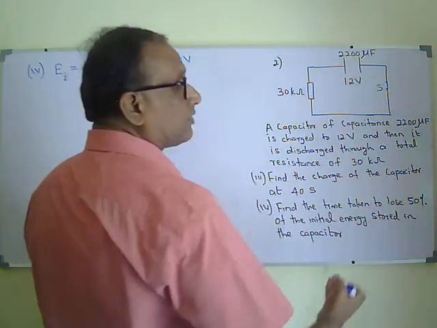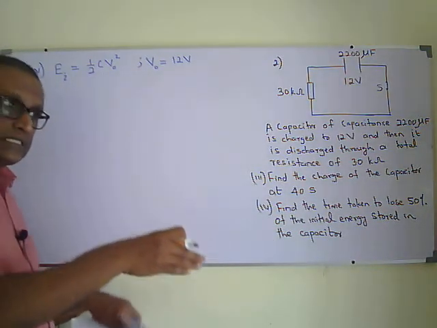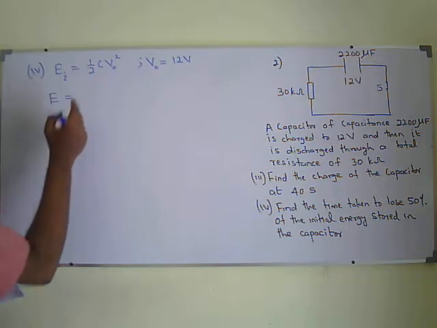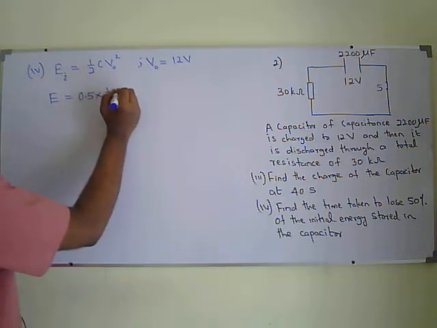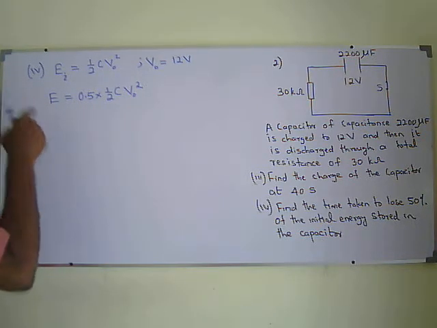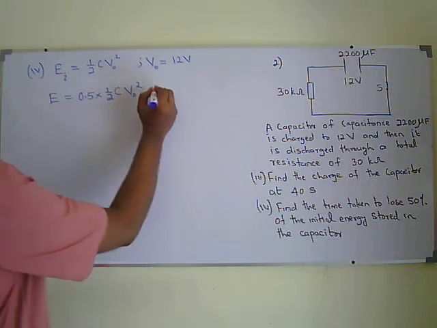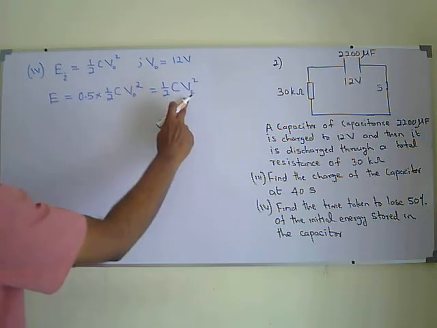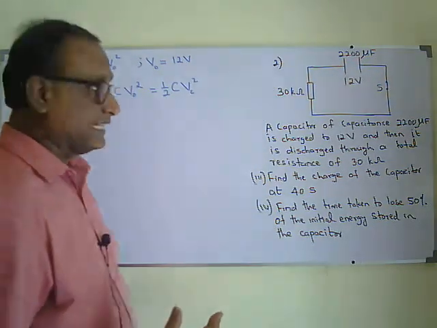But here it's simple, they ask to find the 50% of the energy. So if 50% of the energy is lost, it means 50% will remain there. So the energy remaining in the capacitor will be 50% of this. So that is 0.5 into half CV0 squared. But at that time, when it holds 50% of the energy, there will be voltage across it. So I can say half C VC squared. That VC is the voltage remaining in the capacitor when it holds 50% of the initial energy.